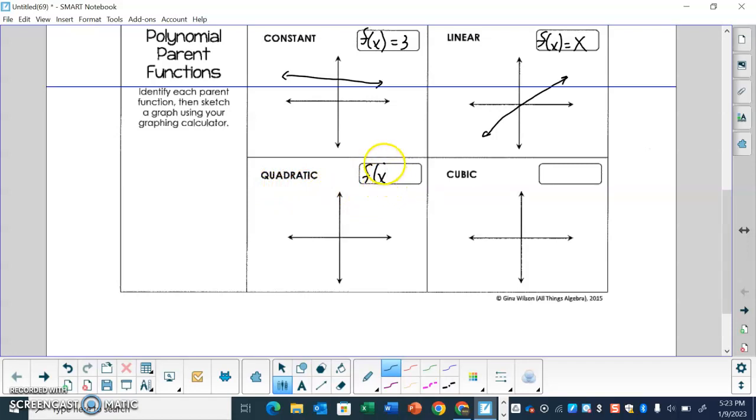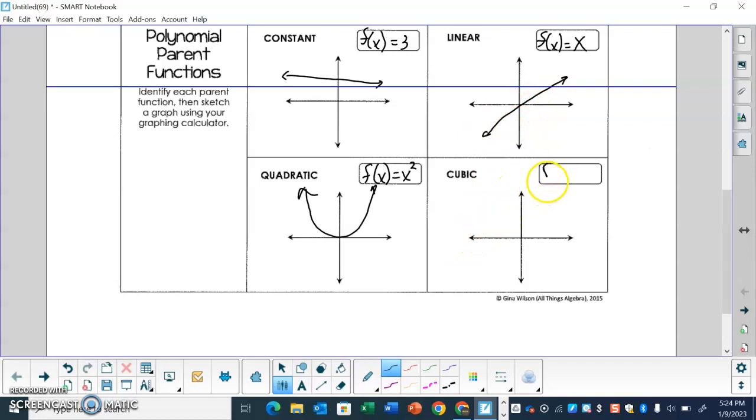So f of x is equal to x squared. So that's going to have a shape like this. Now, you need to memorize all these shapes and parent functions. So if that was a shape of a u, it's a 2. Right? If it's 1, it's just a linear straight line.